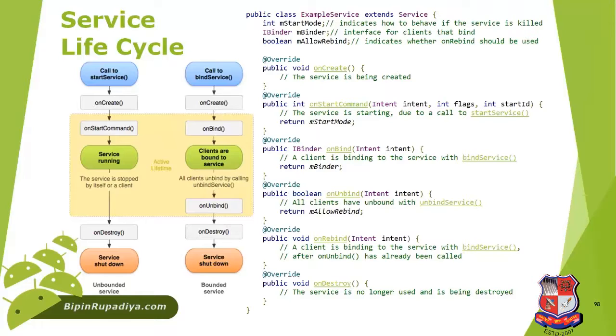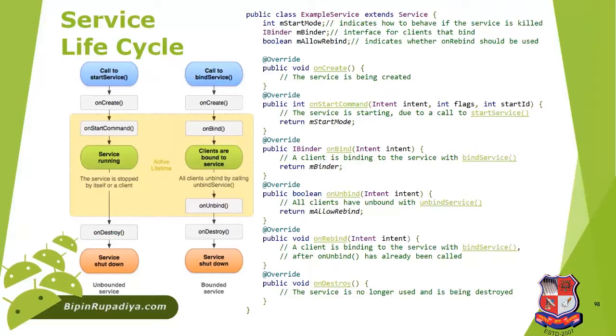Another thing is a boolean parameter that we are creating that indicates whether you want to rebind or not. So true and false that you can specify, right? But right now we are just discussing the skeleton, so we will focus on the number of methods we have. In any case, whether the service is unbound or bound, onCreate will always be called.